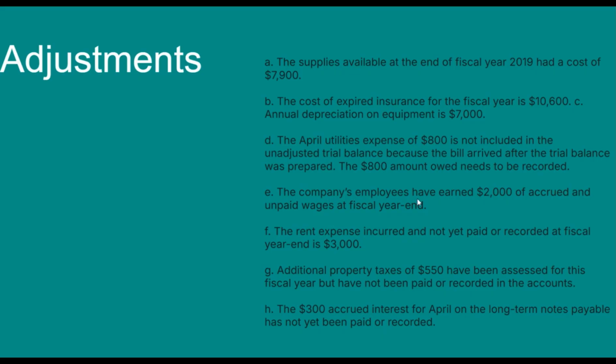The company's employees have earned 2,000 of accrued and unpaid wages at fiscal year end. The rent expense incurred and not yet paid or recorded at fiscal year end is 3,000. Additional property taxes of 550 have been assessed for this fiscal year but have not been paid or recorded in the accounts. The 300 accrued interest for April on the long-term notes payable has not yet been paid or recorded.